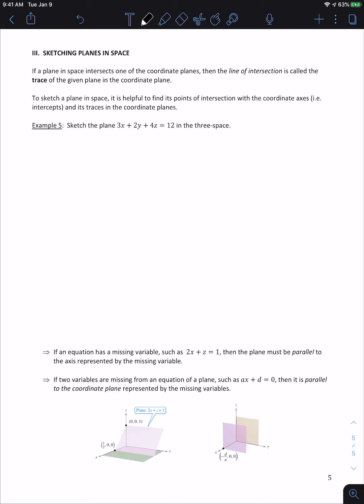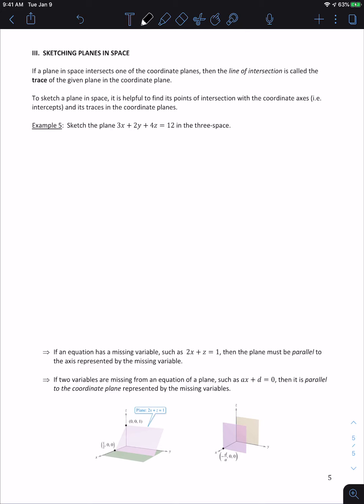So to sketch a plane in space, it's helpful to find points of intersection with the coordinate axes. In other words, find the x-intercepts, the y-intercepts, and the z-intercepts. And that's just like finding the x and y-intercepts in two dimensions, right? How do we find the y-intercept? We set x equal to 0. How do we find the x-intercept? We set y equal to 0. Now that we have three variables, in order to find the x-intercept, you set y and z equal to 0. In order to find the y-intercept, you set x and z equal to 0, and so forth.